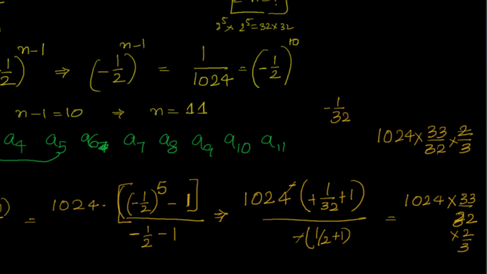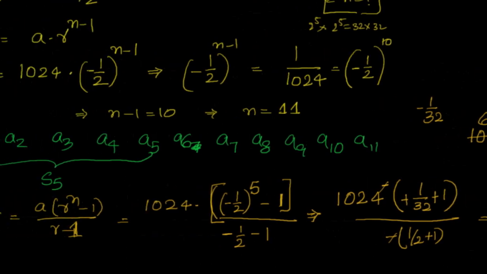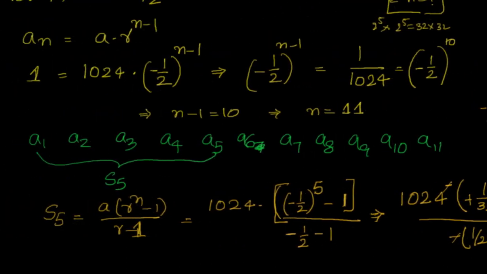I know 2 16 times, 3 11 times, 16 64 times. So the sum of the first 5 terms is nothing but equal to 704. Now this is pretty simple because we have to find out the sum of the first 5 terms. Yes, 5 I can do.